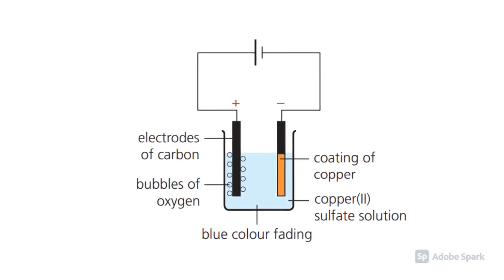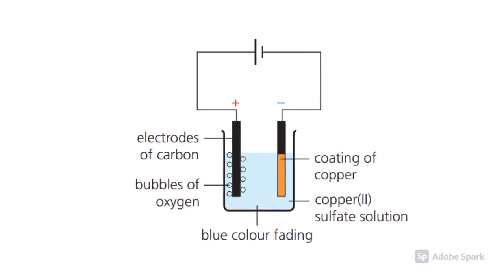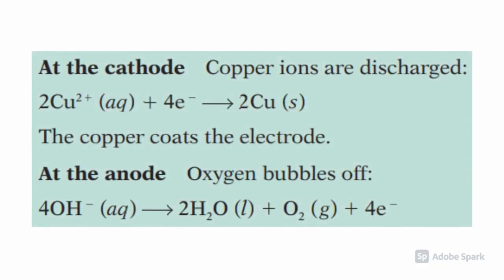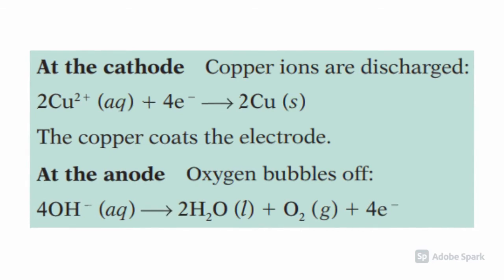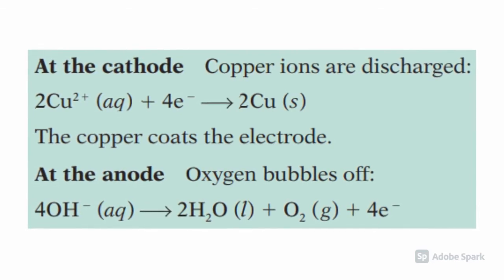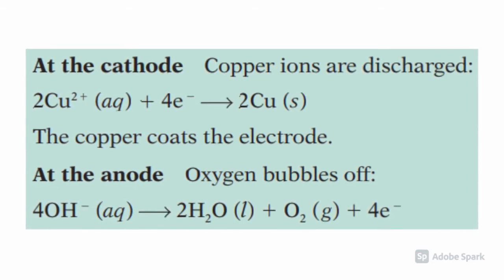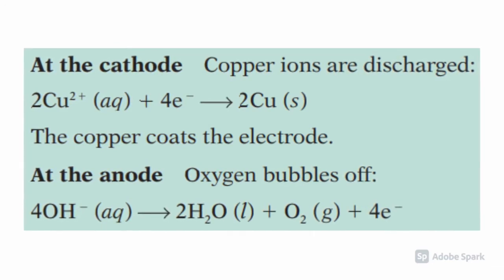If we use inert electrodes, for example carbon or platinum, at the cathode, copper ions are discharged. The copper coats the electrode. At the anode, oxygen bubbles off. So copper and oxygen are produced, and this agrees with the rules that we learn about the electrolysis of aqueous solutions. The blue colour of the solution fades as the copper ions are discharged.